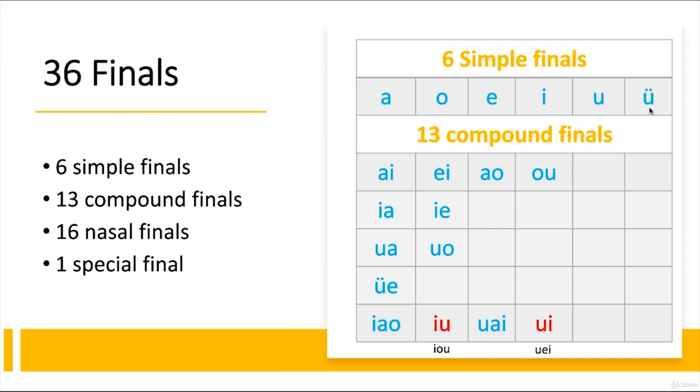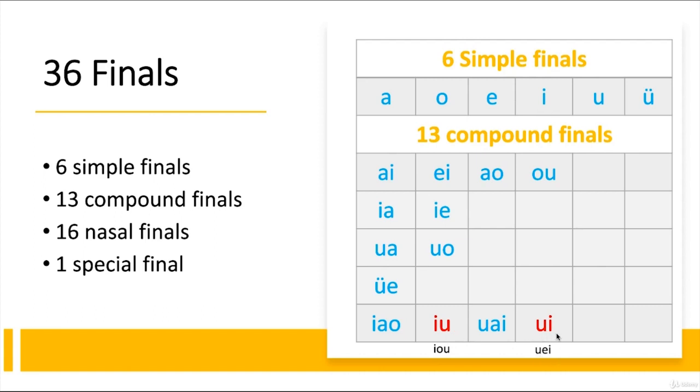And the second group, the compound finals. There are 13 of them. They are I, A, Ao, O, Ya, Ye, Wa, Wo, Yue, Yao, You, Y, Wei. U is written as IU for short, and Wei is written as UI for short.